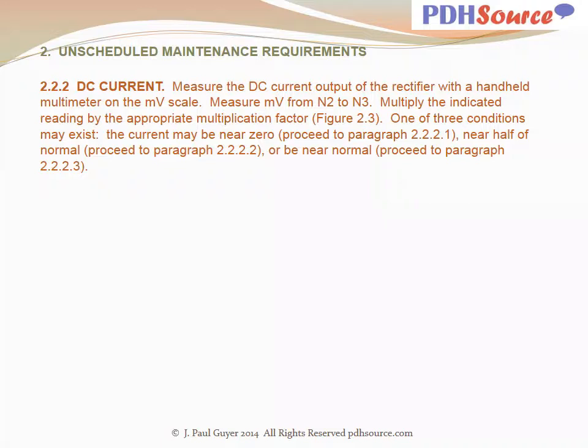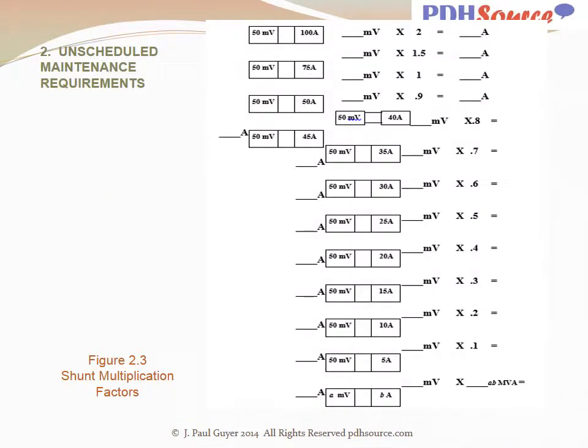Measure the DC current output of the rectifier with a handheld multimeter on the MV millivolt scale. Measure millivolts from N2 to N3. Multiply the indicated reading by the appropriate multiplication factor, figure 2.3. One of three conditions may exist. The current may be near zero, in which case proceed to paragraph 2.2.2.1. May be near half of normal, proceed to paragraph 2.2.2.2. Or be near normal, proceed to paragraph 2.2.2.3. Figure 2.3 is the shunt multiplication factors.